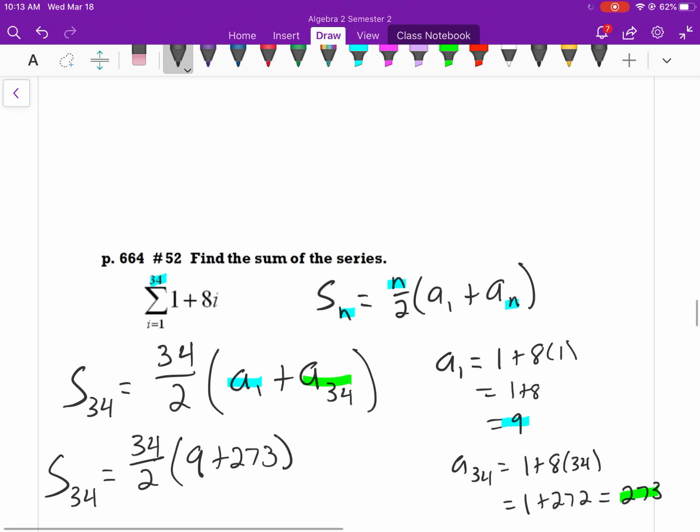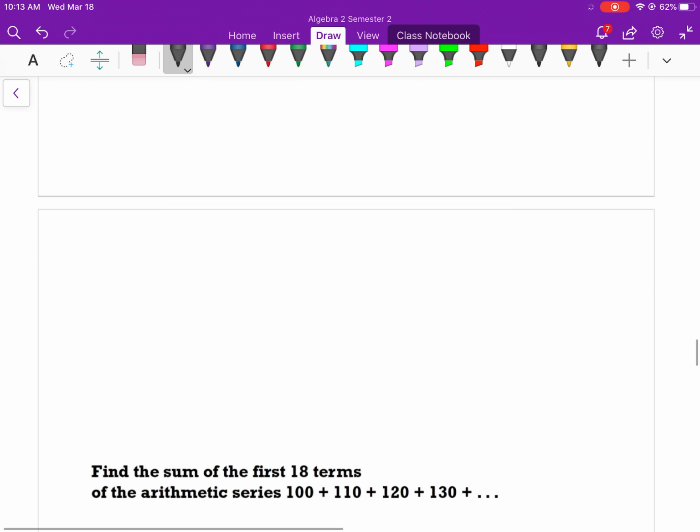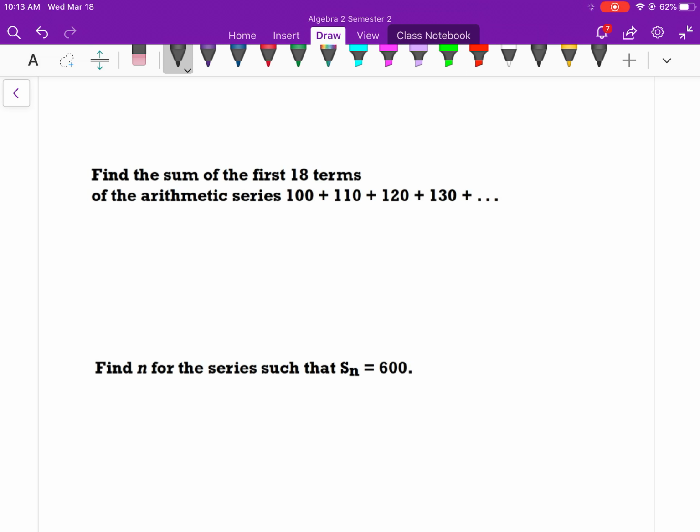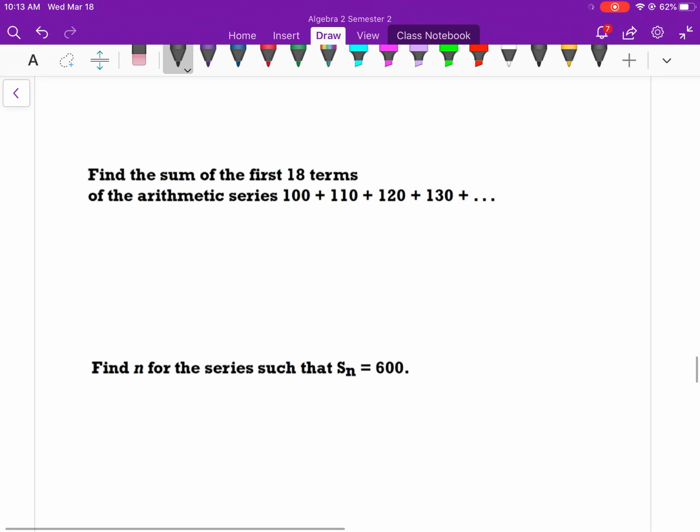So again, when we get to these series where we're adding a lot of terms together, using the formula is going to be much easier, because I'm not going to write out 34 terms and add them up. It takes a lot of time to do. So, find the sum of the first 18 terms. Again, that's saying find S sub 18.